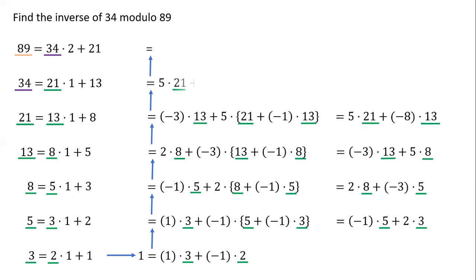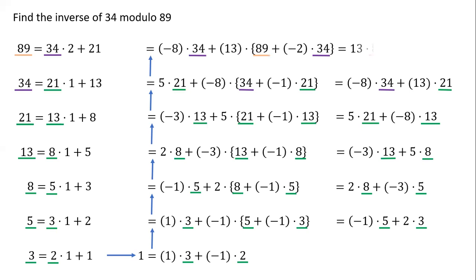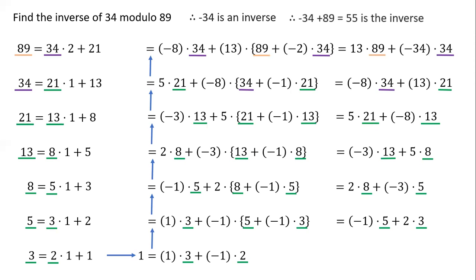Continue on my way up. And I can see that 1 can be written as 13 times 89 plus negative 34 times 34. Got it. I now have 1 written as a linear combination of 89s and 34s. Therefore, negative 34 is an inverse. So we want to find 1 in that modulo 89 world, from 0 to 88. So we're going to add an 89 to that, turn the clock 1 rotation, and we get 55. And we tend to call that the inverse.